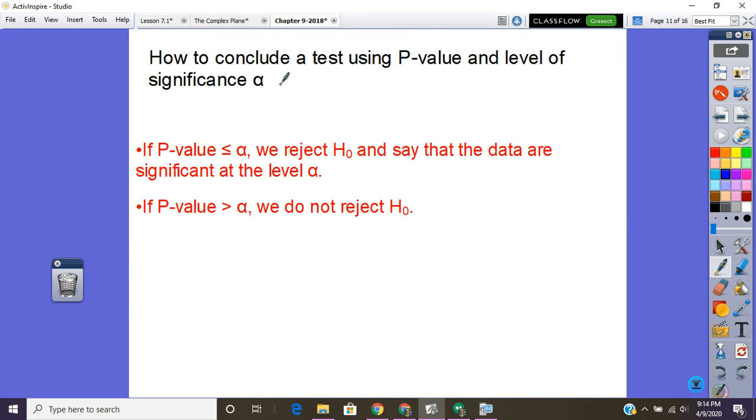All right, how do we conclude the test of a p-value and the level of significance? So these are really important. If our p-value is less than or equal to our alpha, we're going to reject the null hypothesis and say that the data is significant enough to accept the alternate. If our p-value is greater than our level of significance, we do not reject.